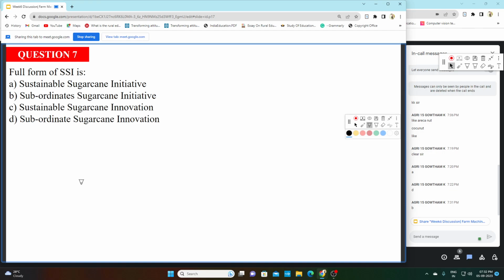Yeah, Gautam is telling B and A. Okay, yeah, so confusion between B and A. Okay, so A, yeah, very right. So A is absolutely right answer.